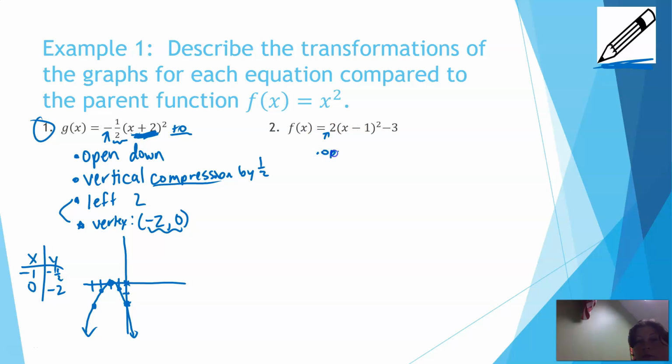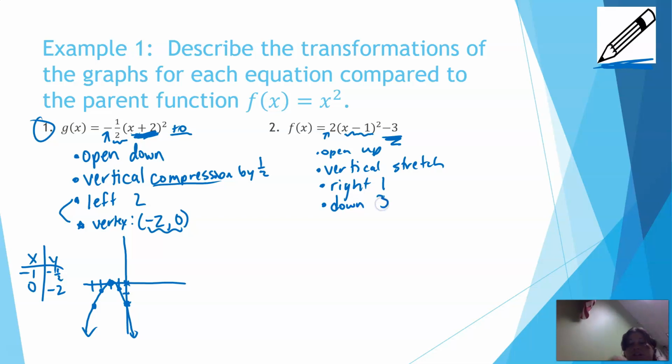It's going to open up because the 2 is positive. Because the 2 is outside, this time, because it's bigger than 1, it's going to be a vertical stretch, so it's going to be skinnier. The x minus 1, because it's with the x, it's going to shift it left or right, opposite of what you'd think, so it's actually going to be right 1. And this one now has the minus 3, so that's actually going to move it down 3, because it's not with the x, so it affects it vertically as you would think.